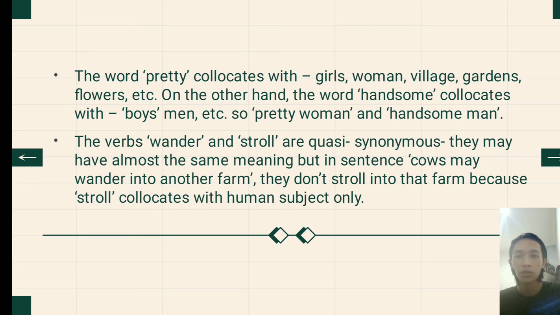The verbs wander and stroll are quasi-synonymous. They may have almost the same meaning, but in a sentence, one may fit into a form where the other does not. They don't stroll into that form because stroll collocates with a human subject only. Thank you.